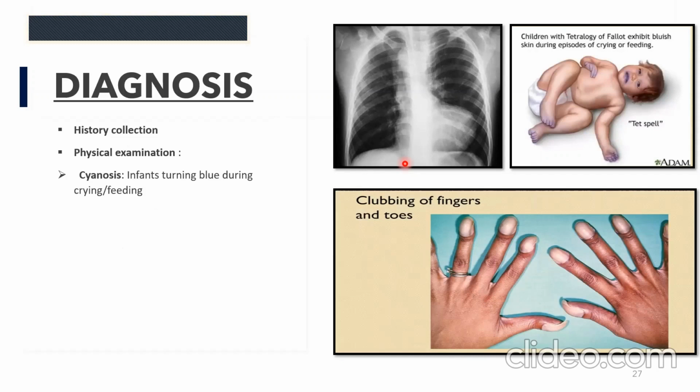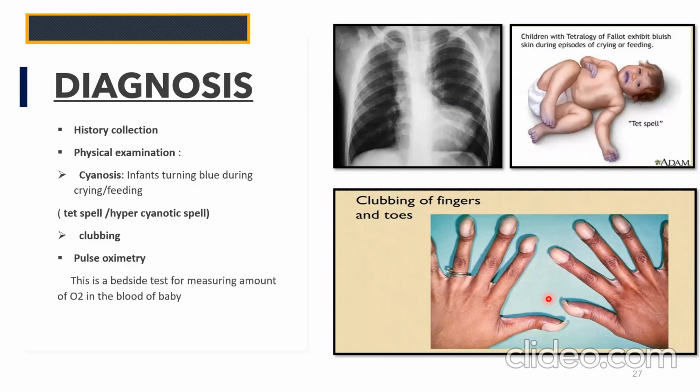Next one is the physical examination, which includes cyanosis, that is the infant turning blue, as we can see in this image, that is called the TET spells or the hypercyanotic spells. Next is the clubbing, as we can see in this image, the clubbing of the fingers is seen in this figure, that is the nail beds become rounded. Pulse oximetry can also be done. This is a bedside test for measuring the oxygen saturation.